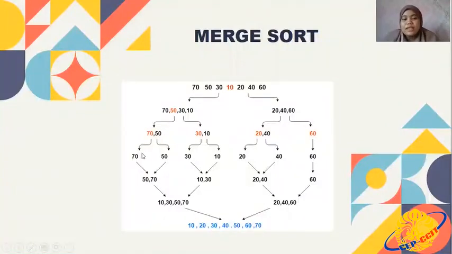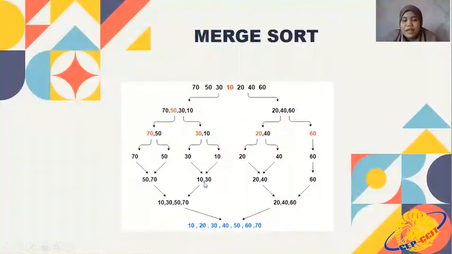We combine the left side and the right side. On the left side we have 70. On the right side we have 50. Between 70 and 50, which is smaller? It's 50. So we put the 50 in the first place and the 70 in the second place. On this side we do the same as the left side.